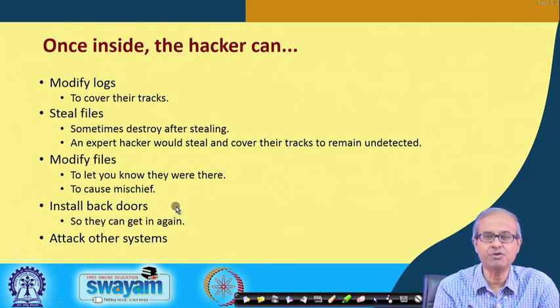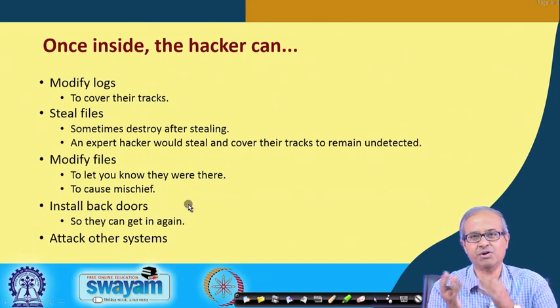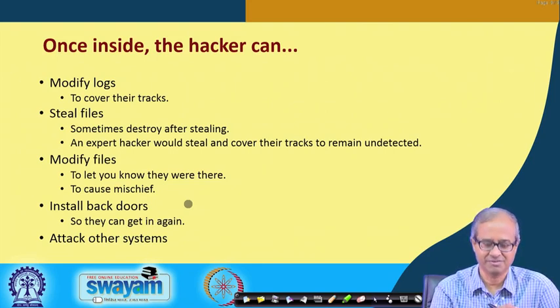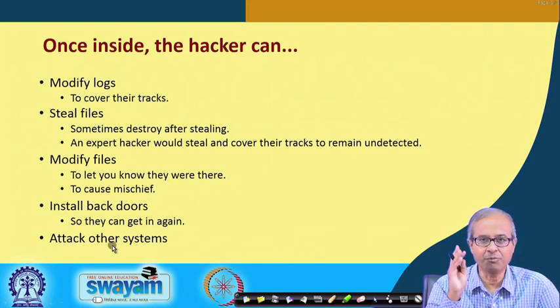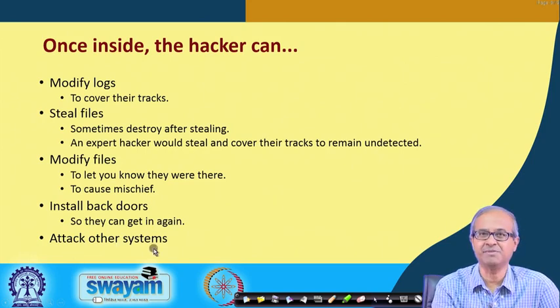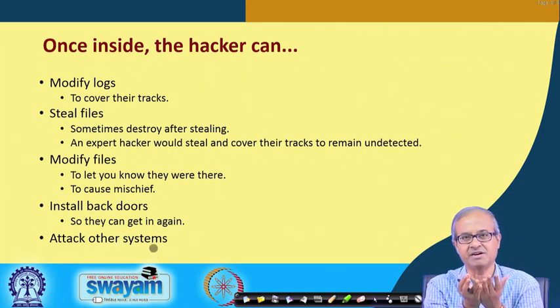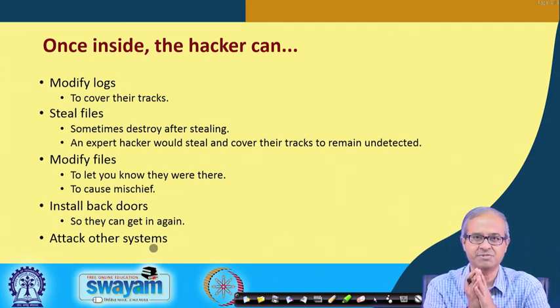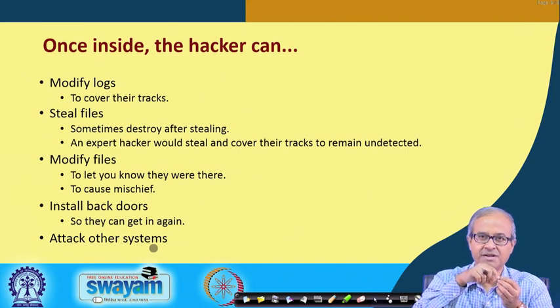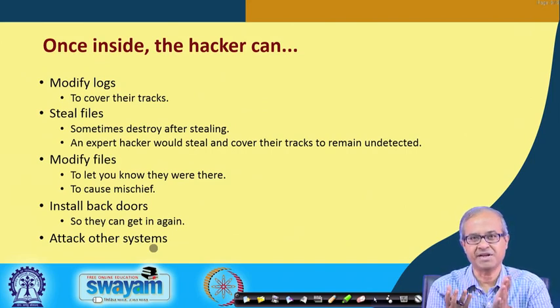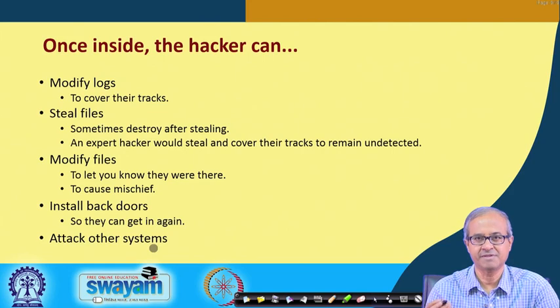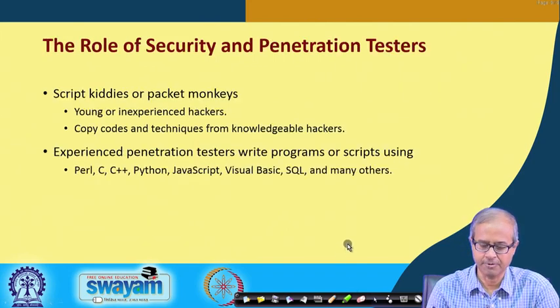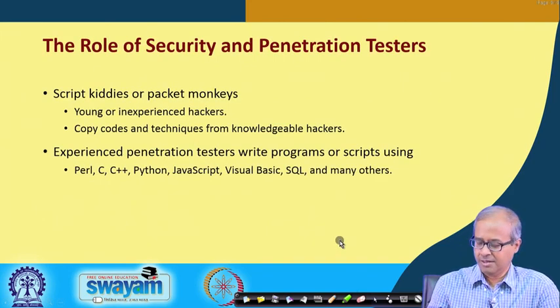Well, installing backdoors is more dangerous. You will not understand what has happened, but someone has opened a backdoor through which anyone can enter into a system whenever they want. And from your system, some other systems can be attacked. Suppose in a network there are 100 computers, and someone gains entry into one of the computers. From there, the other 99 computers can be attacked if they want to, right.